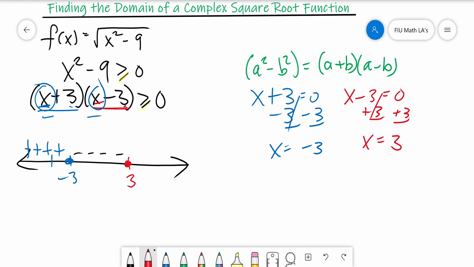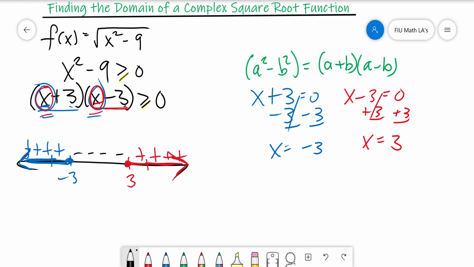And then the last interval is going to be to the right of +3 here. And let's take +4 as a test point. So if I put in a +4 here and a +4 here, I'm going to say +4 plus 3, that's going to give me +7. +4 minus 3 will give me +1. So +7 times +1 will give me positives on this side. So finding the domain of this function, like we said, we need the values that are greater than or equal to 0. So we're looking for the positive intervals in this case, which you've identified. One of the positive intervals is here, and the other positive interval is here.